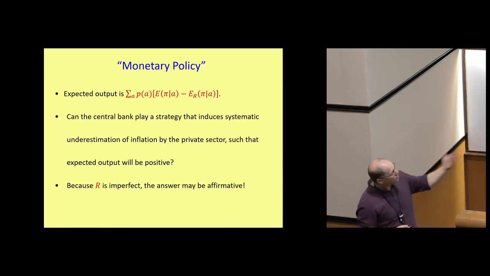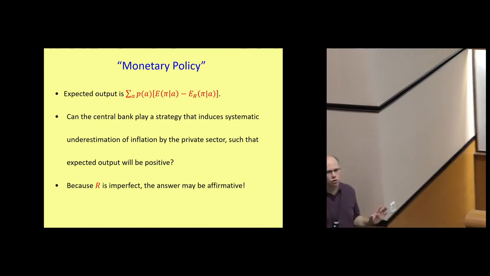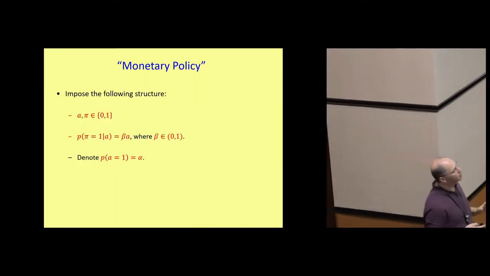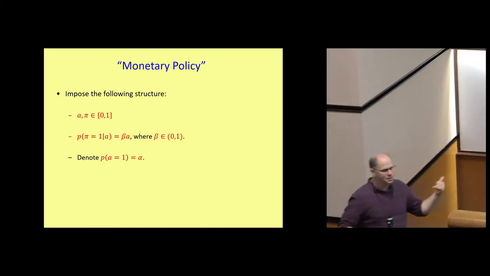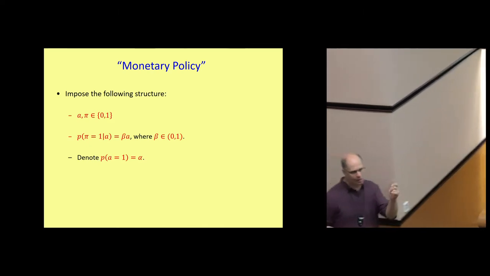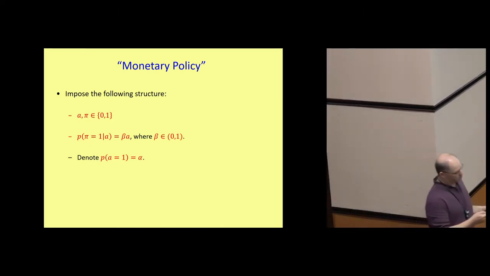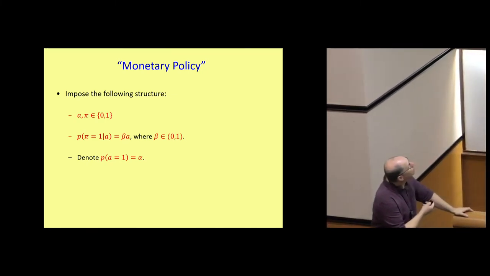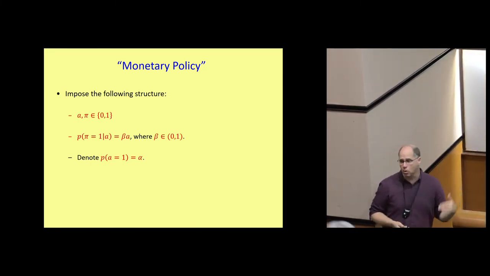And we know that the DAG is imperfect, so we know that we should be on the lookout. Now it's just going to depend on parameterizations. So here is a very, very simple parameterization. It's going to be the simplest parameterization I could come up with that will create an effect. Both A and pi are binary, 0, 1.